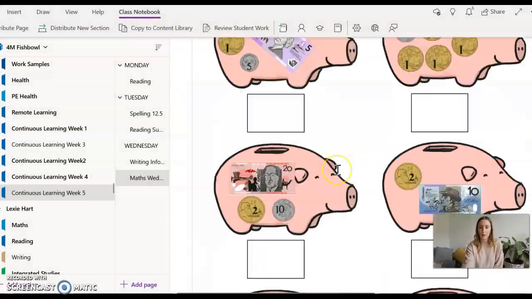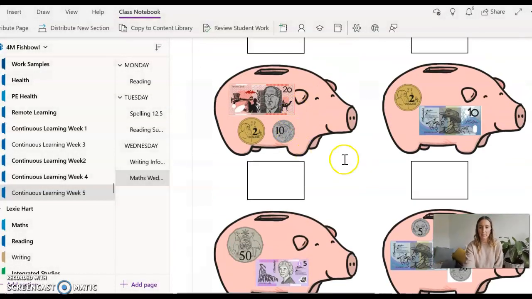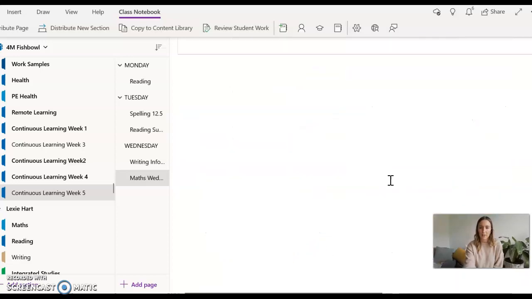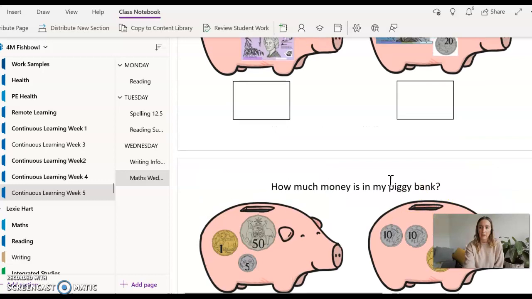So you've got 2 pages of piggy banks, some with notes, some with just coins. And that's all that you need to do today. Grab some coins out, it's going to help you, and make sure that you're using the strategy that I just explained.